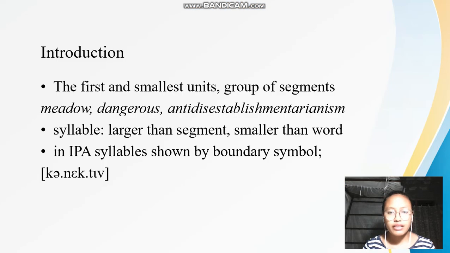Syllable is the first and the smallest unit of a word. It is a group of segments which is larger than a segment but smaller than a word. In IPA, syllables are shown by a boundary symbol, as you can see for the syllables of the word connected. For most people, it is easier to count the syllables than to count the segments, because syllables are often used for songs, for verse and chant.